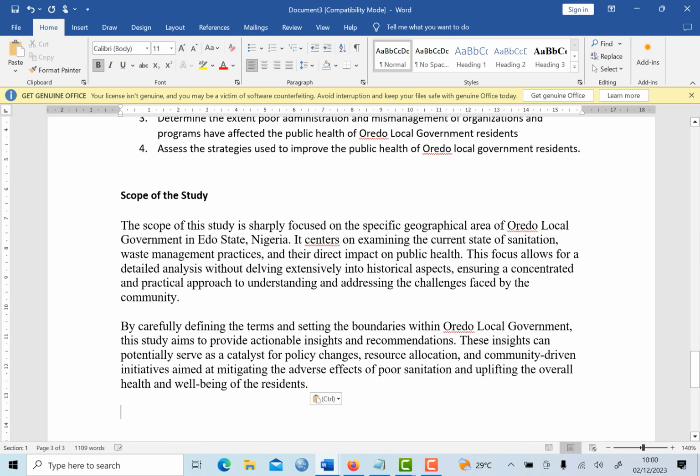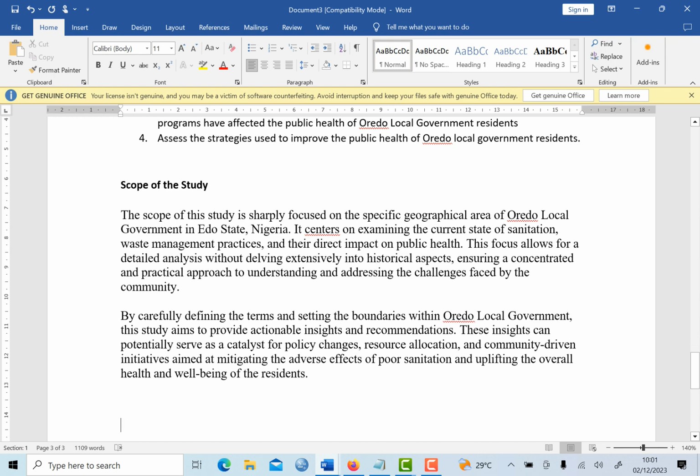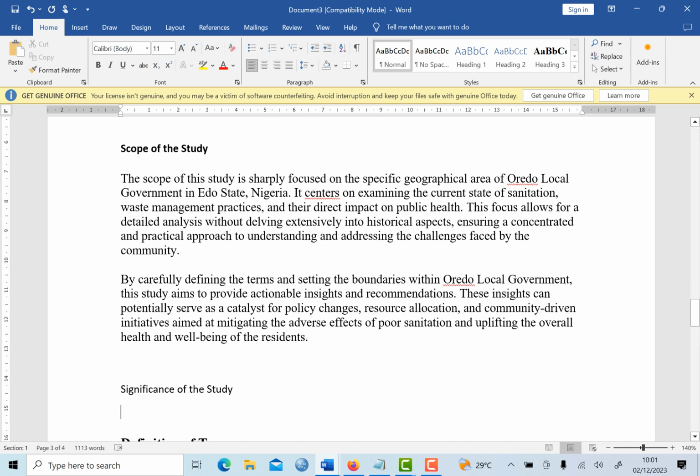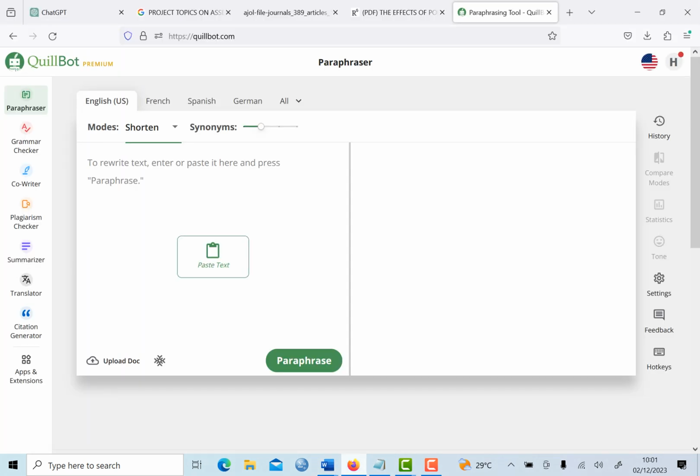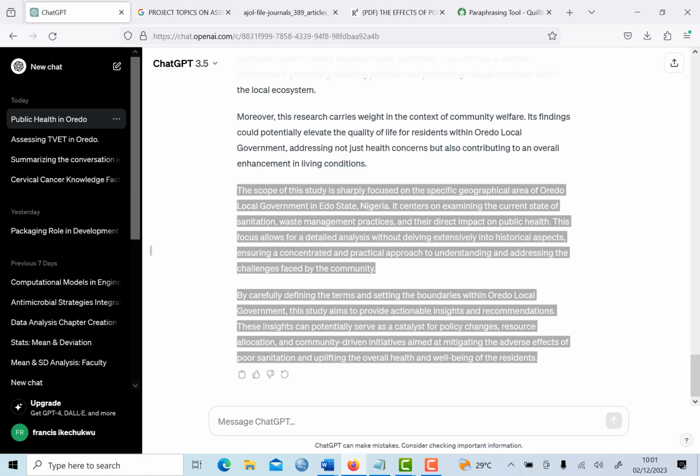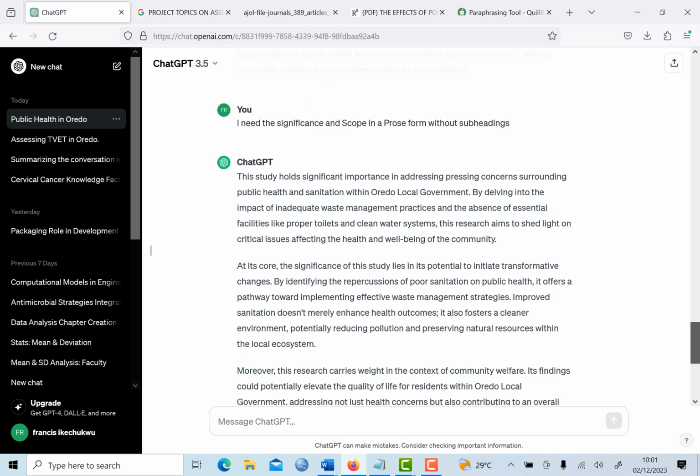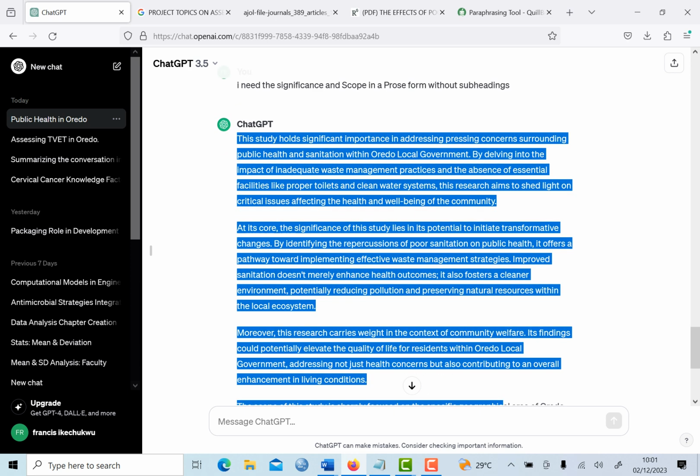Focus on the specific geographic area of Oredo. I told you earlier, the scope is the place, centered on examining the current sanitation, waste management, and so on. So this and the significance of the study. You can see how you can integrate ChatGPT into this research to make life easier for you. But make sure you paraphrase. I keep saying it. Don't just paste, otherwise you will just get a plagiarism score of 90%.